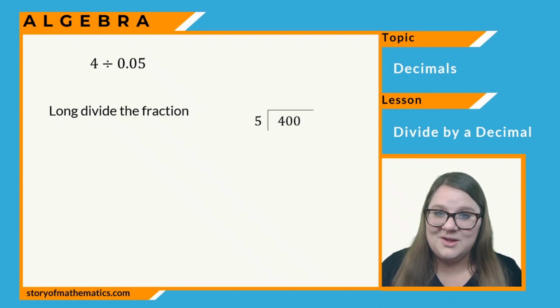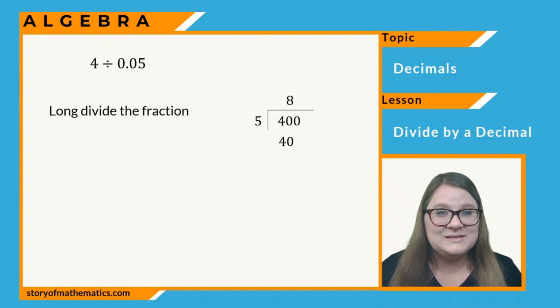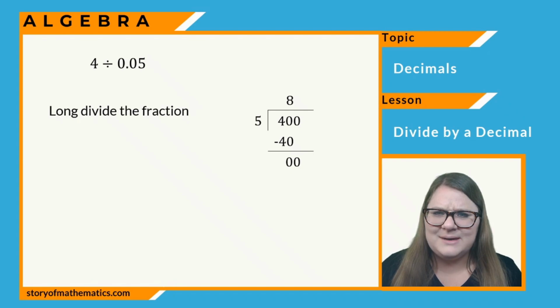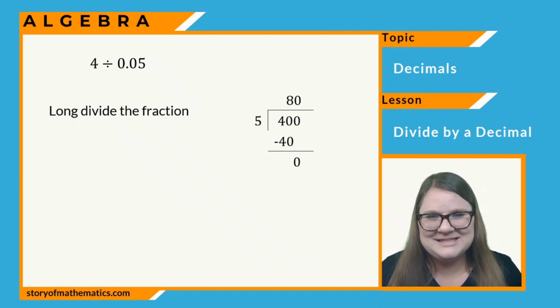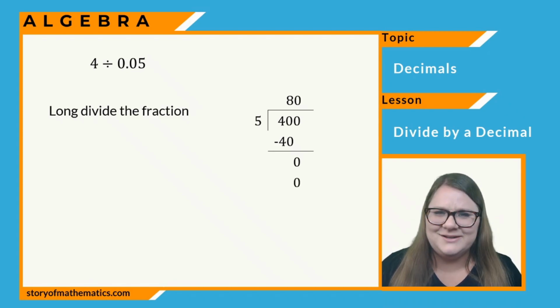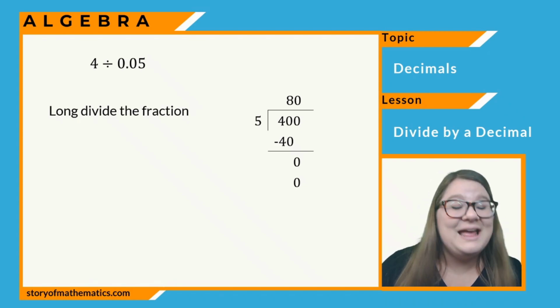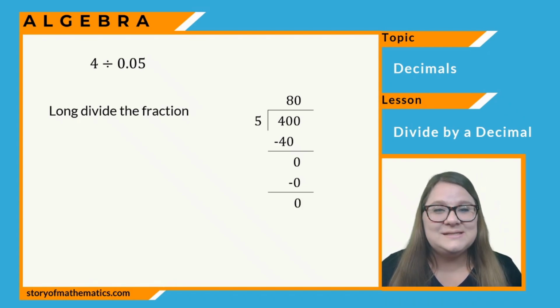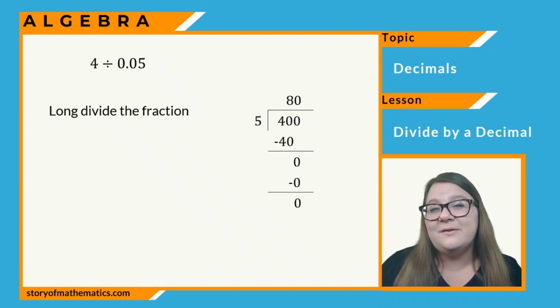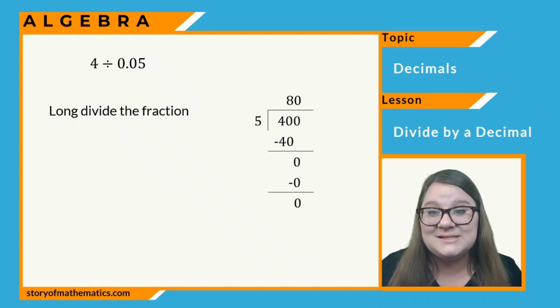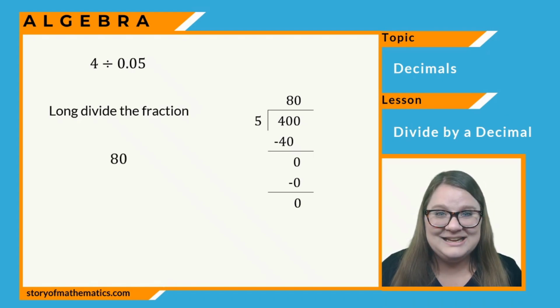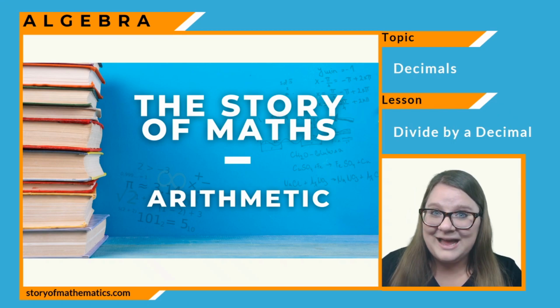Now, when I perform my long division, 5 goes into 40 8 times, and 8 times 5 is 40. So when I subtract down, I get 0. I carry down my 0. And 5 goes into 0 0 times, and 0 times 5 is 0. There are a lot of zeros in this problem. When I subtract down, I end up with 0 as my remainder, so I can see that 4 divided by 0.05 is 80. And that is how you divide by a decimal.